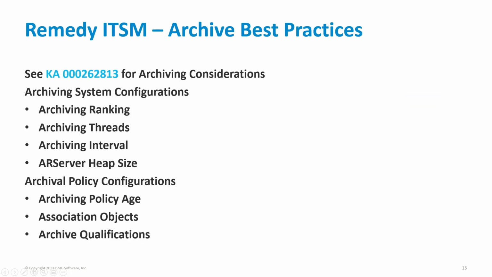So let's quickly look at, other than the settings, what other configurations you should make on your environment in order to have archiving work at its best. Well, let me just tell you, there's a really good knowledge article. It's 262.813, and it's a knowledge article on archiving considerations for best practices. And just in a nutshell, some of the things that it has you look at are the archive ranking, to make sure that you have the correct server ranked, and if you need failover, that you have maybe a secondary and tertiary server ranked as well.